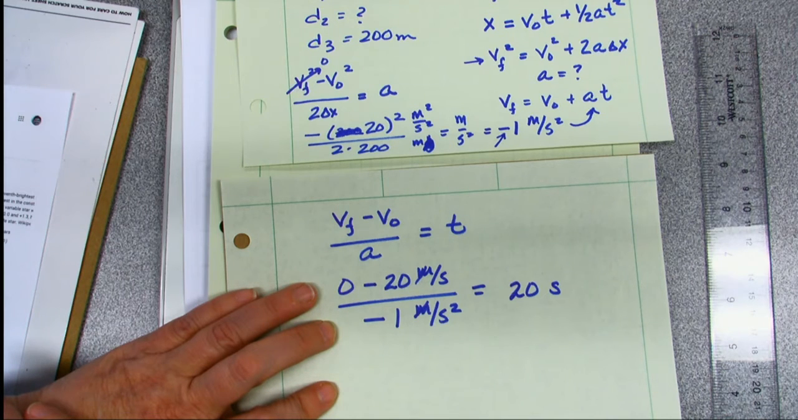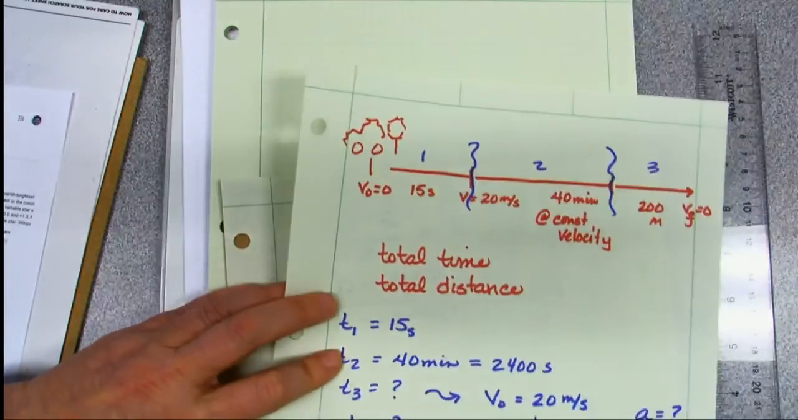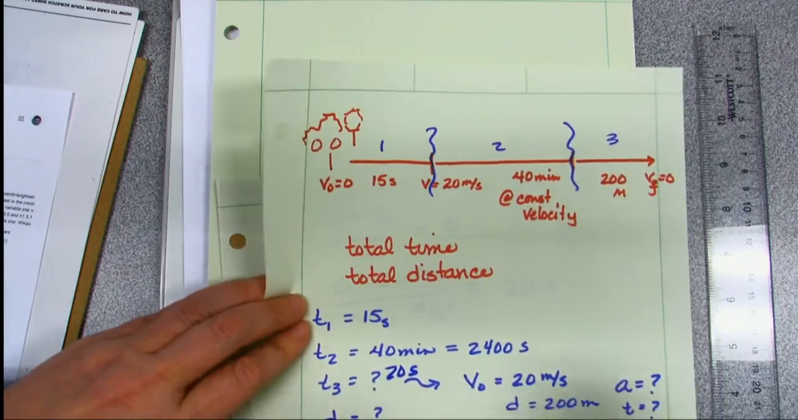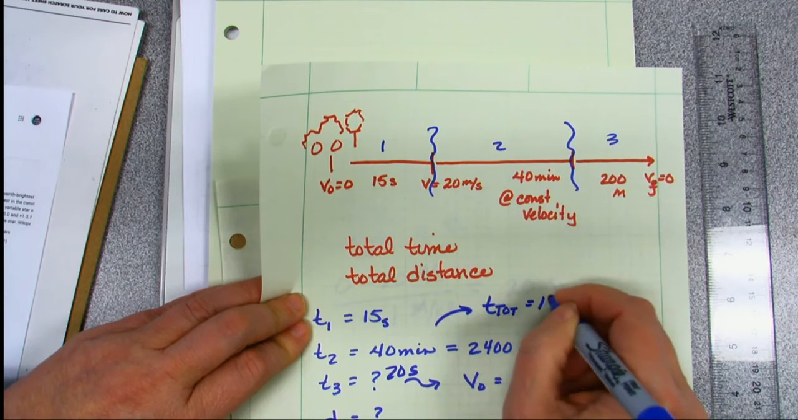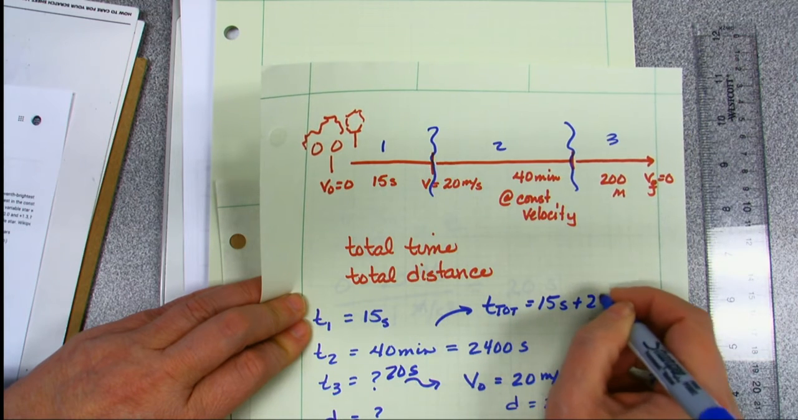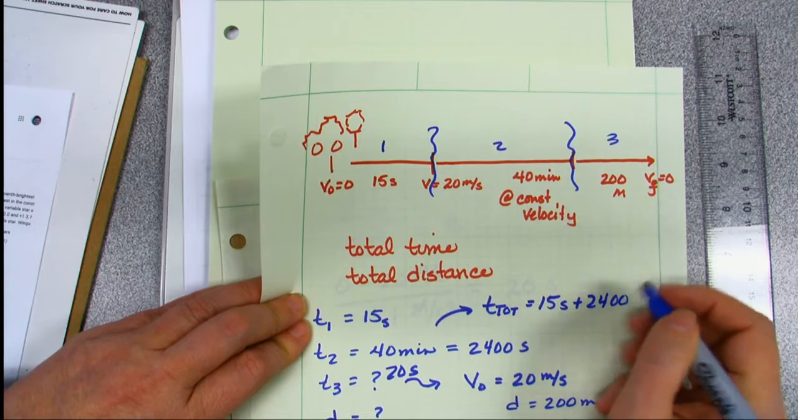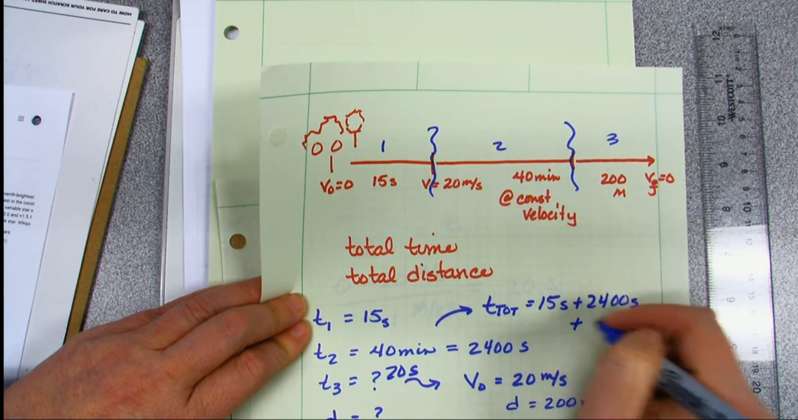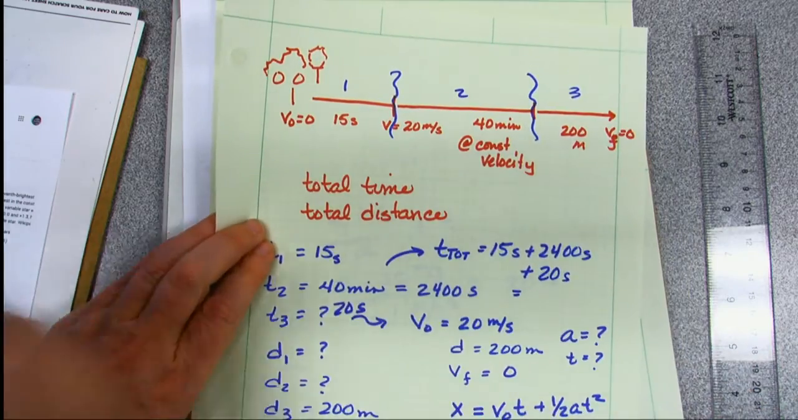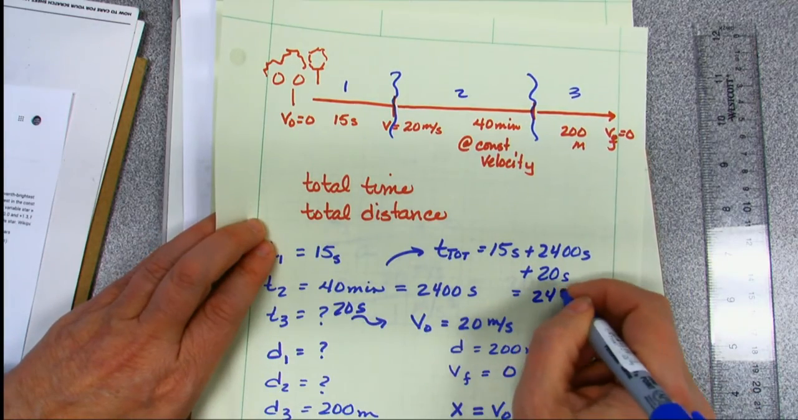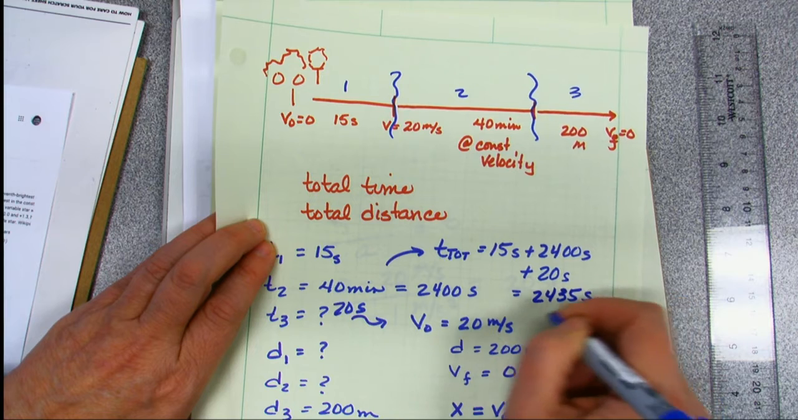So now I can put that back up here, that's 20 seconds. So the total time is going to be 15 seconds plus 2,400 seconds plus 20 seconds, which gives me 2,435 seconds.